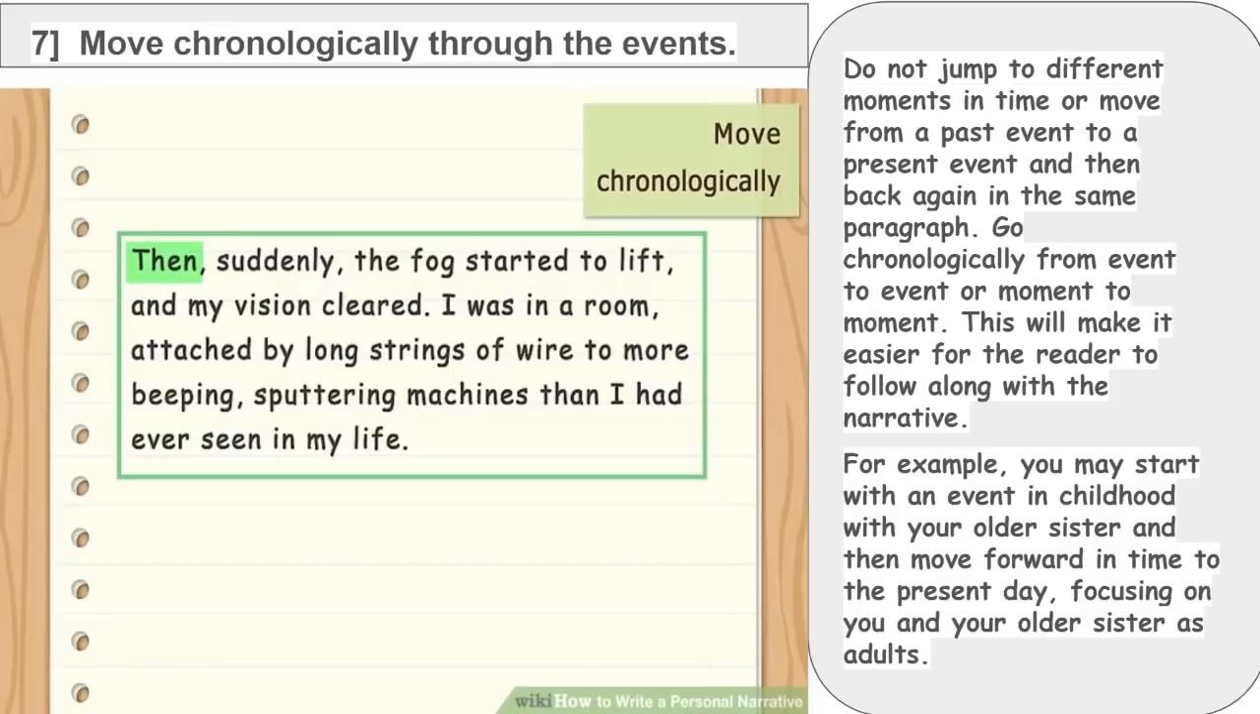For example, you may start with an event in childhood with you and your older sister and then move forward in time to the present day, focusing on you and your older sister as adults.